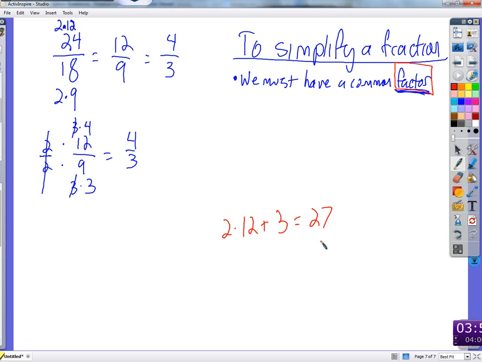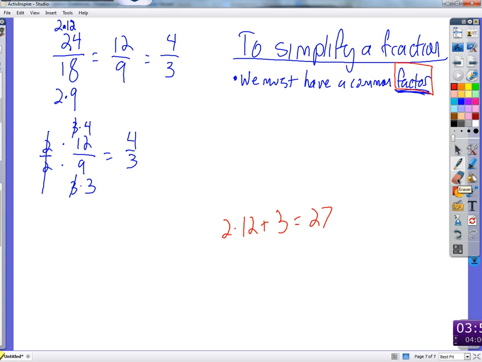Is 12 a factor of 27? No, but I got it, right, with some numbers. Is 3 a factor of 27? 3 is a factor of 27? It just works out. We could do, let's see.